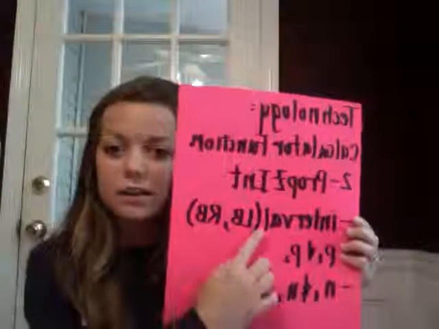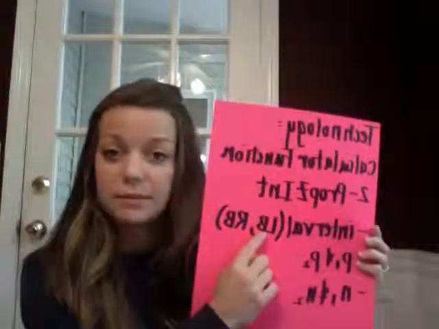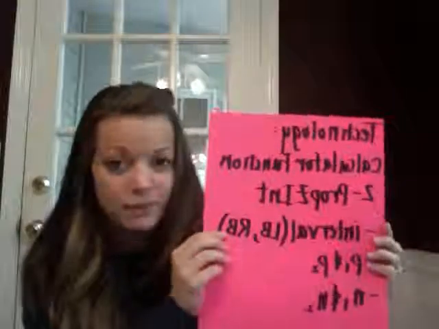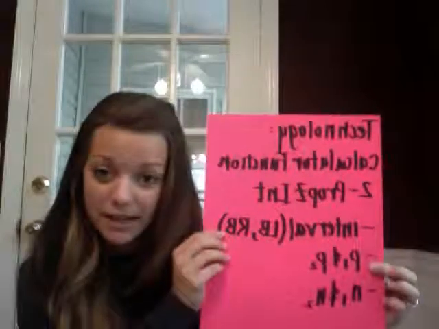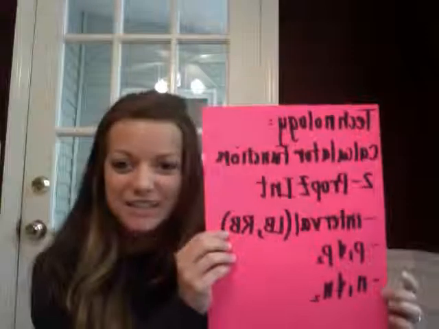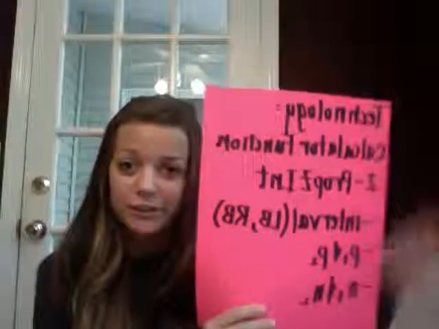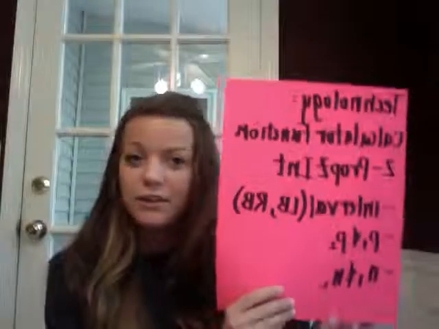The first number is going to be the left bound of your interval. The second will be the right bound of your interval. You'll be given a p1, a p2, an n1, and an n2. That's all you need for the calculator function. That gives you all the answers you need.